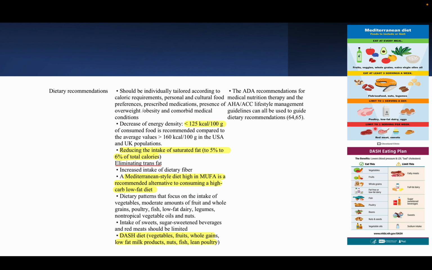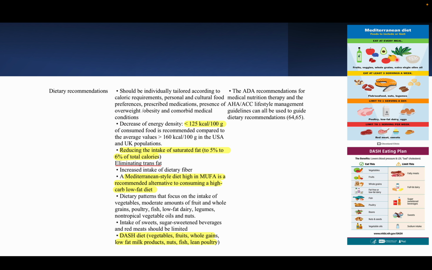So limit to one serving per week is red meat, and all high carbonated and sweet foods should be restricted to one serving per week. At least one serving per day is the poultry and low fat dairy and eggs and all. At least 3 servings in a week is fish, and also lean meat and nuts and legumes.